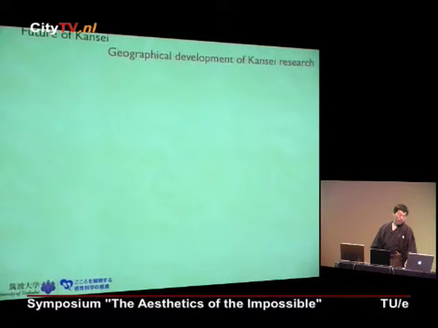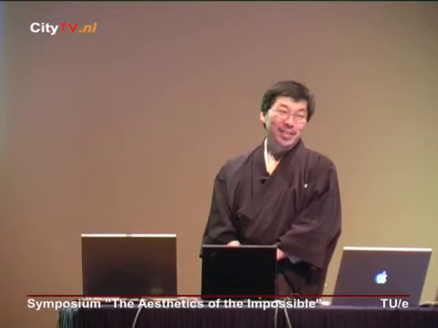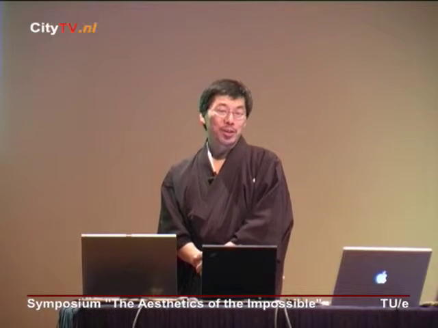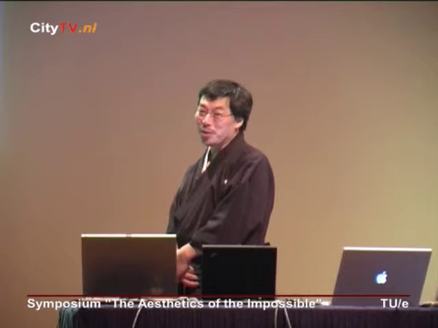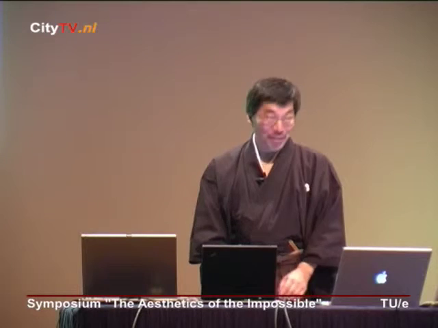And this is the kind of geographical development of Kansei. Kansei research was born in Japan and successfully grown there. And currently, thousands of researchers are working on Kansei, and Kansei is a new vector of national industrial development. Yeah, this year, the Japanese government declared that Japan will emphasize the function of Kansei for the development of products. But even though, as I explained, Kansei is unknown.